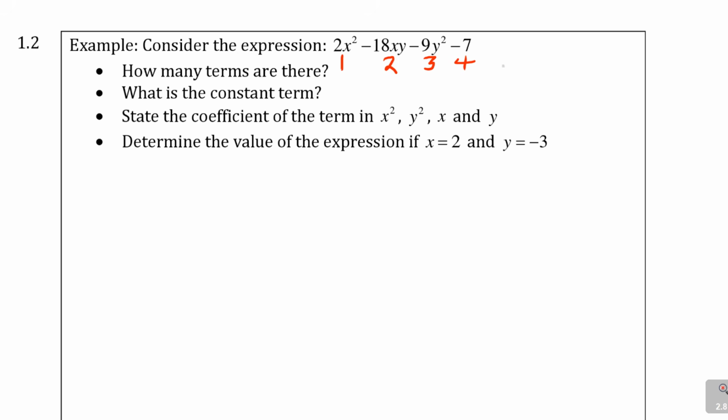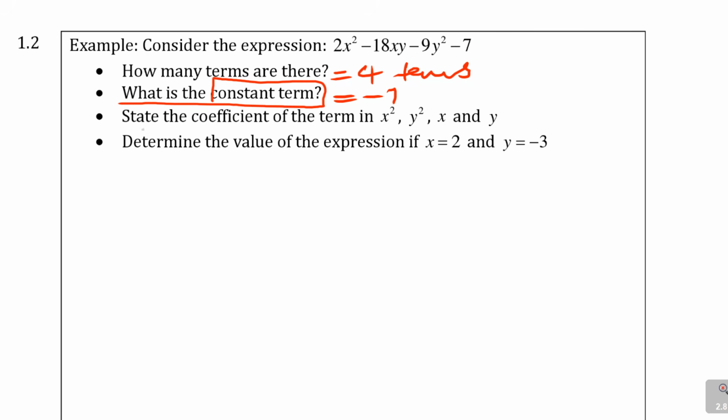So there are 4 terms here. So how many terms here? 1, 2, 3, 4, which is equal to 4 terms. And then, what is the constant term? Now, constant means it does not have the letter. In this case, do you see it? There is minus 7. It doesn't have a what? It doesn't have a variable, or it doesn't have a letter.